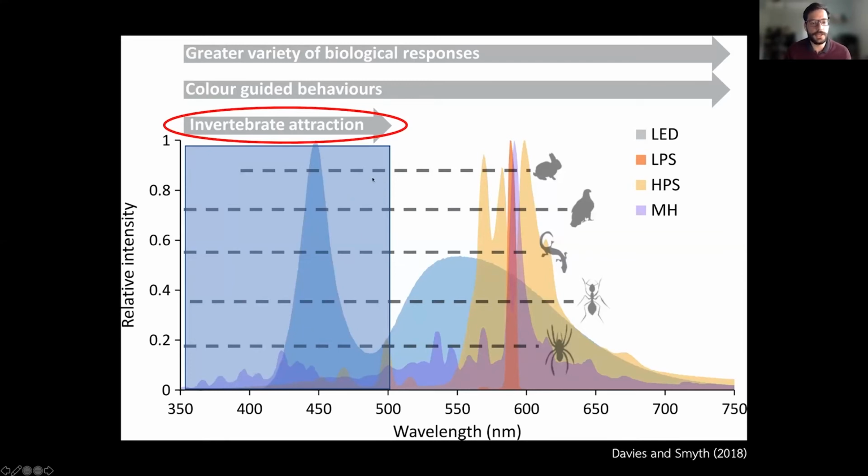And here you can also see some different spectra of lights in the background. For example, the LED here, a very bluish LED. But you can see that for the shorter wavelengths, every animal is affected, attracted, whatsoever.